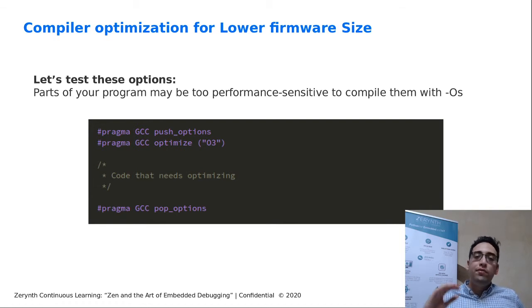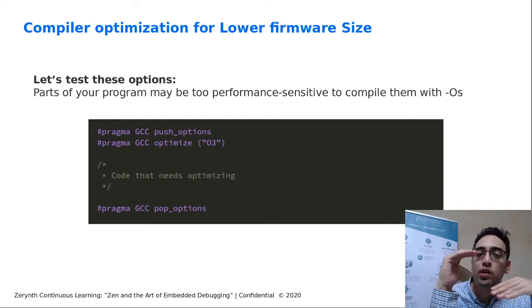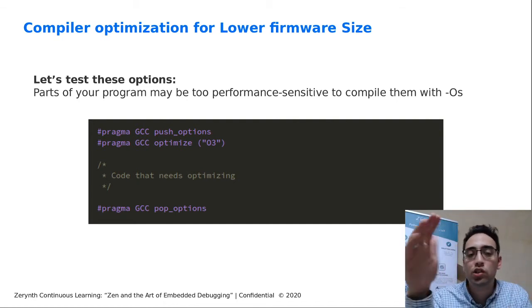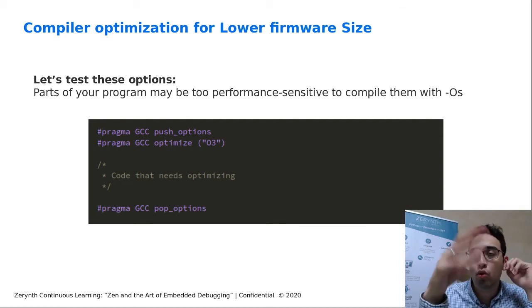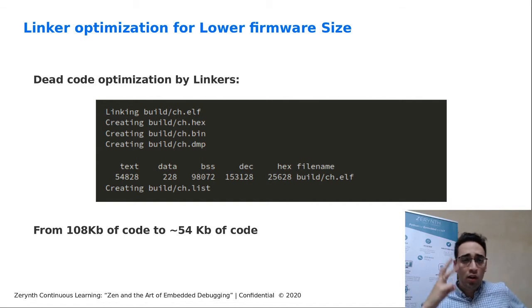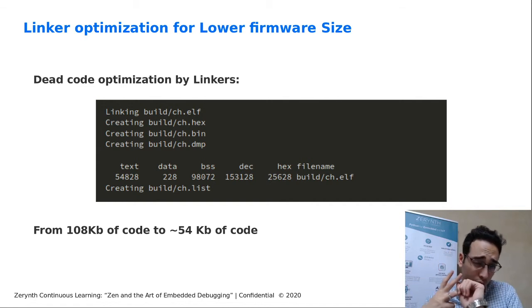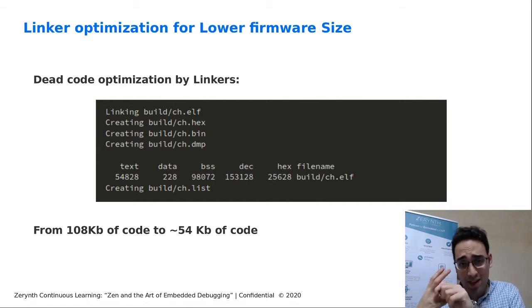So what happens if there are some parts of your code that need to be optimized for performance and another part of the code optimized for code size? You can just use #pragma to optimize this part of the code for O of 3 or O of S or whatever. Then the last stage of optimization is the dead code optimization, and this is done by the linker.